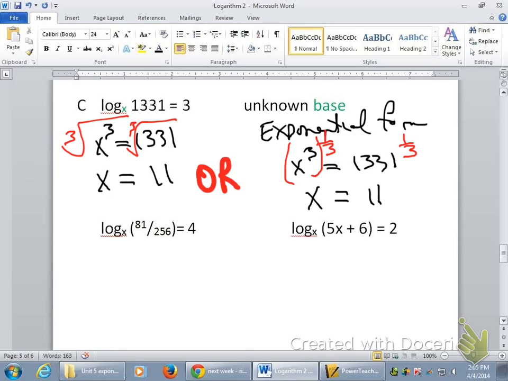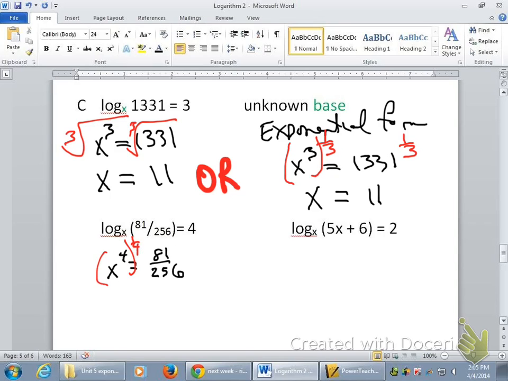Now let's do the next one. Rewrite this as an exponent. It's going to be x to the 4th power is 81 over 256. I hope you don't use your calculator too much on this one. How are we going to get the x by itself? Well, be careful. It's not multiplying it by 1/4. It's raising it to the 1/4 power. So just be careful, okay? Is that the one you would rather do? It doesn't matter.